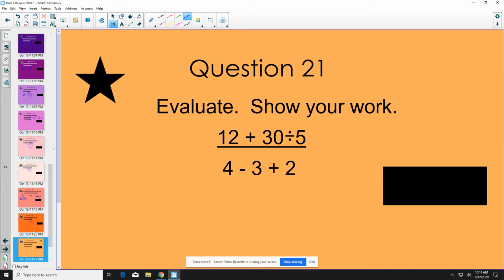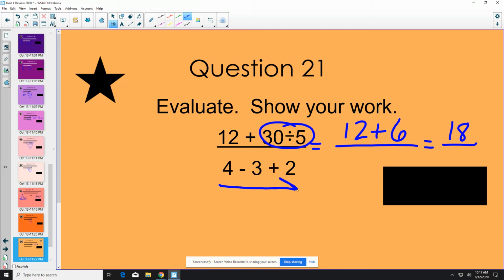Okay, now that you finished, let's check how you did. So in the numerator, I have division. We always multiply and divide before we add and subtract. So I'm going to do 30 divided by 5 to get 6. Then I have 12 plus 6. 12 plus 6 is 18. In the denominator, I have adding and subtracting. You go left to right. So 4 take away 3 is 1. 1 plus 2 would give me 3. So I have 18 over 3, which means 18 divided by 3. The answer should be 6.